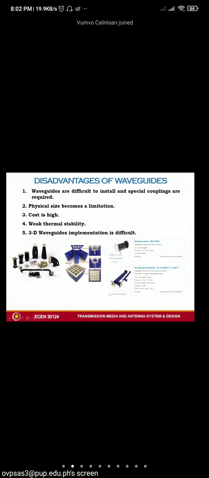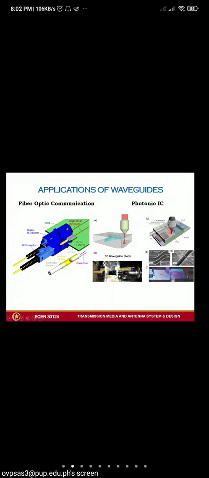So ito po yung iba't ibang mga coupling units na ginagamit natin para dito sa waveguide. Then, applications of waveguide. We use it for optical fiber communication. At kung makikita ninyo, ang waveguide po dito is yung structure na ito, the single mode waveguide. For the photonic IC, pag sinabi natin photonic IC, it works with light instead na electrons na ginagamit ng ating conventional integrated IC. So, ayan, kung makikita nyo, we have here the 3D waveguide na ginagamit for this photonic IC.